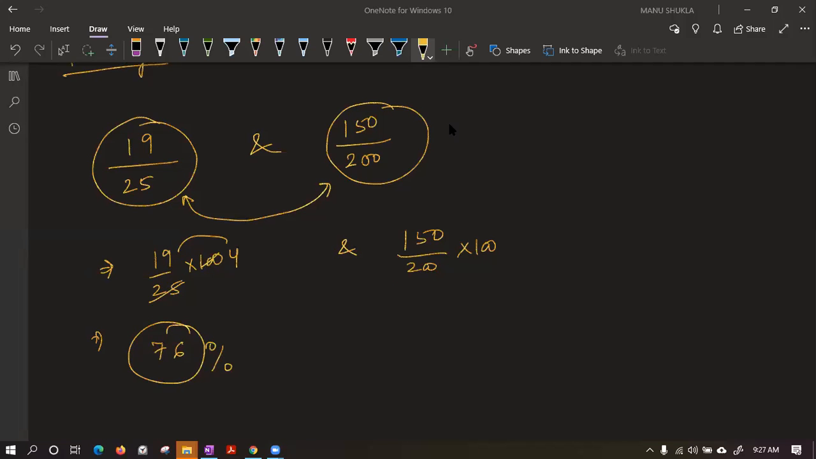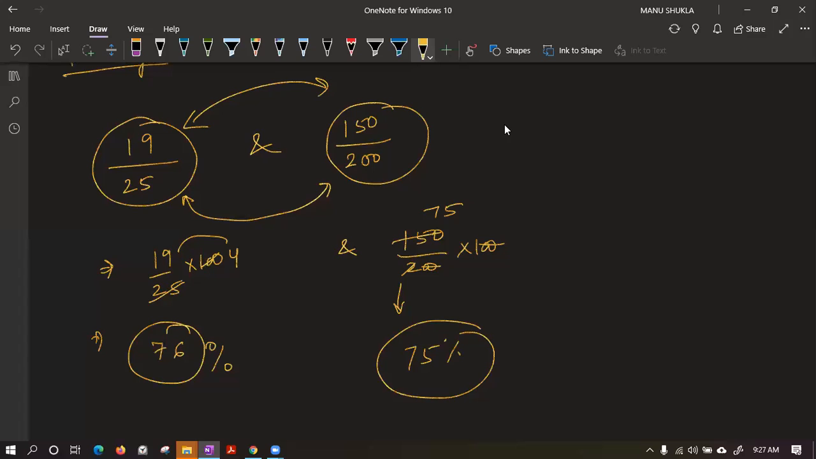In the second case, how much is it? Please tell. In the second case, the zeros cancel, 2 75s are 150, so 75%. So now you can see the picture was not clear.